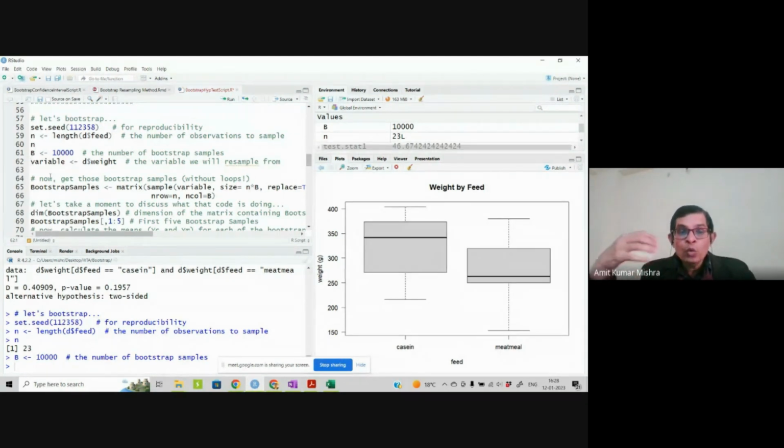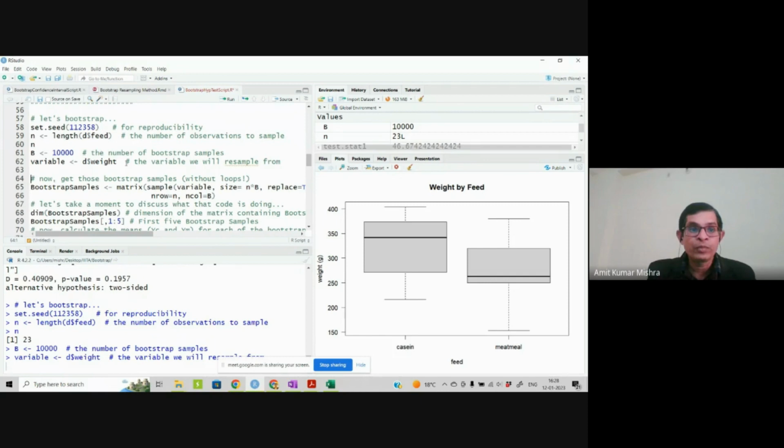Now, which variable are you interested in taking the sample from? Remember that there were two variables, weight and feed. So we want to generate the samples from the weight variable, under the assumption that the null hypothesis is true. That means we assume that all 23 are coming from the same population, so you can generate the data from all 23. So the variable is D weight. Fix the variable. Now I am going to generate the samples without using a loop, in one go.